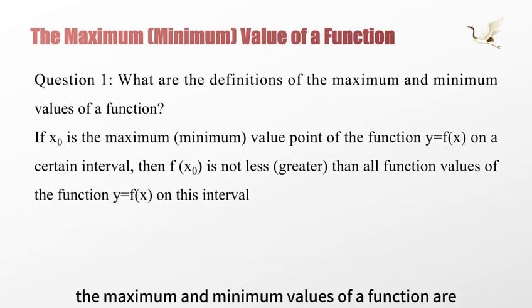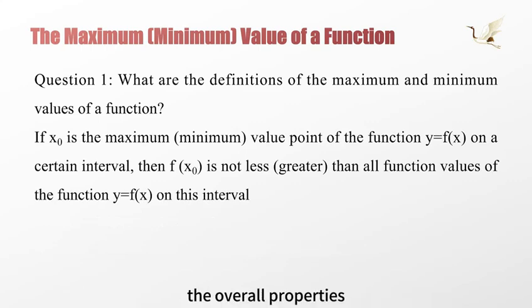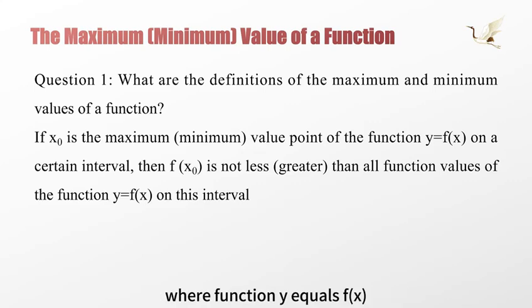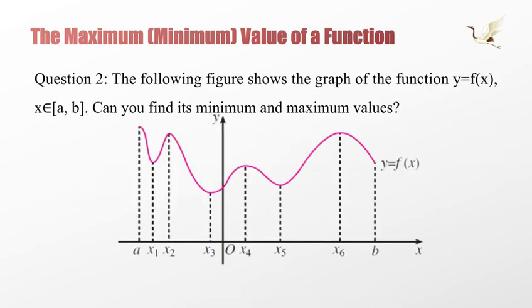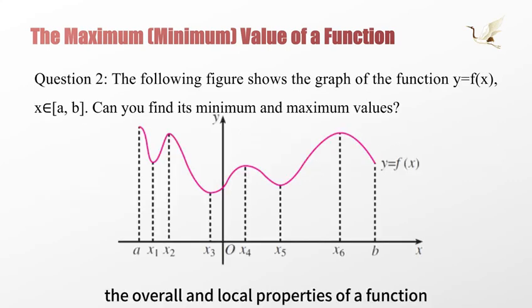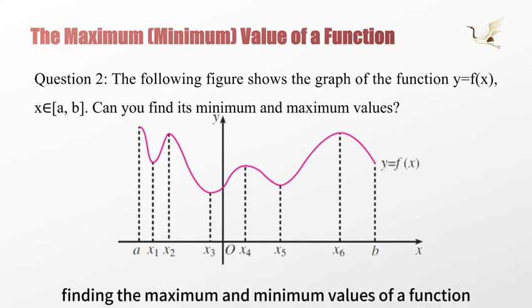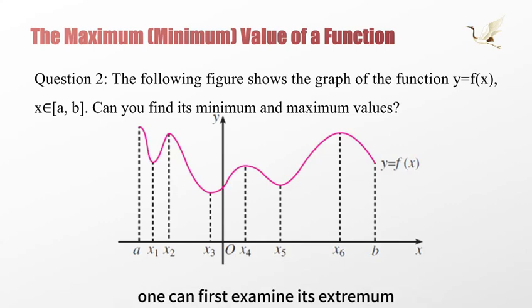The maximum and minimum values of a function are the overall properties of the function. If x0 is the maximum or minimum point on a certain interval of function y = f(x), then f(x0) is not less than or not greater than the values of the function on this interval. The overall and local properties of a function are closely related. When finding the maximum and minimum values of a function, one can first examine its extremum.